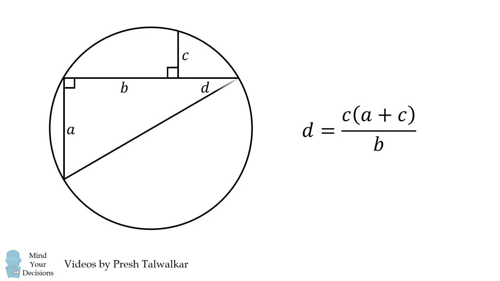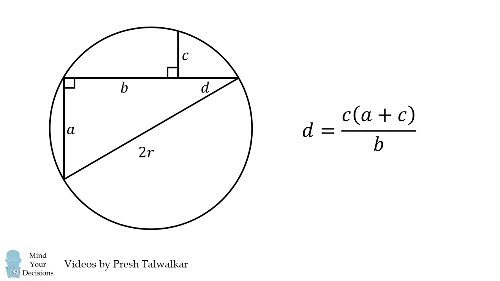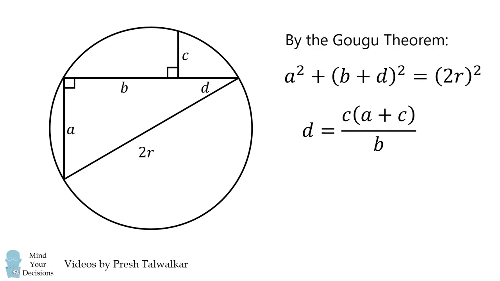We then draw the following chord of the circle. Notice this chord is opposite an inscribed right angle, so it must be a diameter of the circle with a length equal to 2r. Then, in this right triangle, we can use the Pythagorean theorem. We have A squared plus the quantity B plus D squared must be equal to 2r the quantity squared.